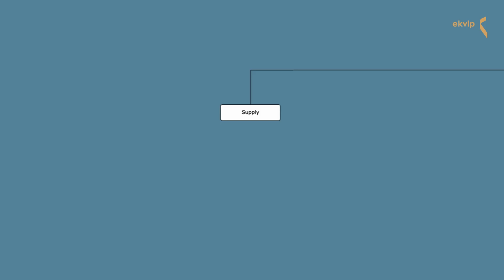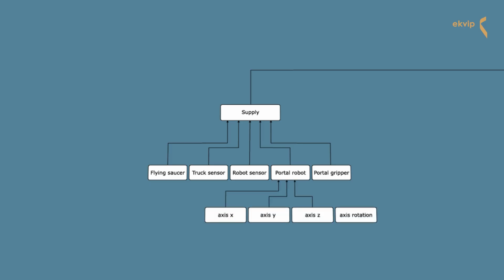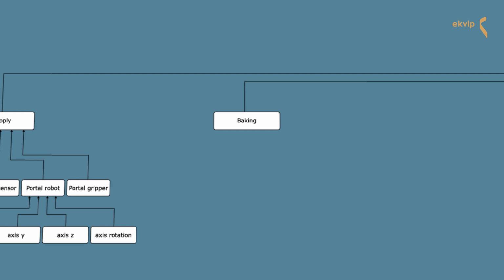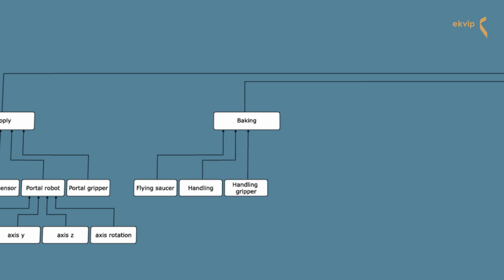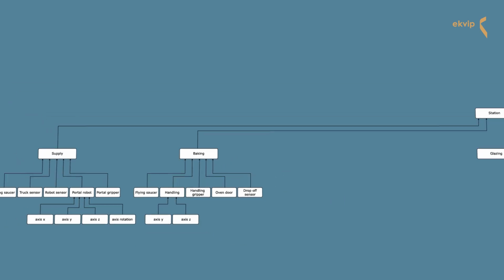The child nodes of supply are flying saucer, truck sensor, robot sensor, portal robot, portal gripper. As you know, the portal has 4 axes. These axes are modeled as individual child nodes of the portal. The child nodes of baking are flying saucer, handling, handling gripper, oven door, drop-off sensor. Handling itself has 2 child nodes: axis Y, axis Z.